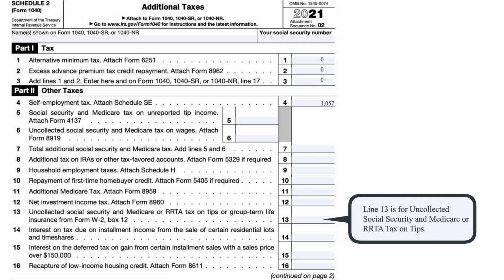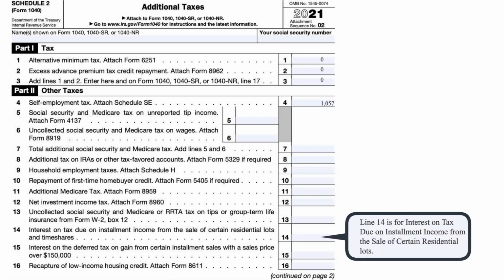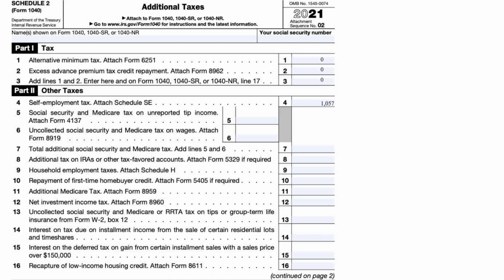Line 13 of Schedule 2 is for uncollected Social Security and Medicare, or RRTA tax on tips. This tax should be shown in Box 12 of Form W-2 with codes A and B, or M and N. Line 14 is for interest on tax due on installment income from the sale of certain residential lots. Interest on tax due on installment income from the sale of certain residential lots and timeshares are entered here.